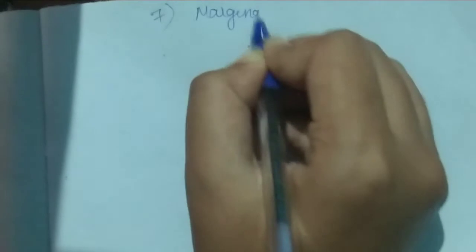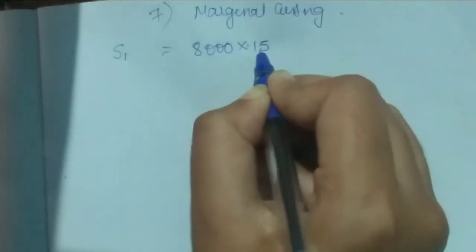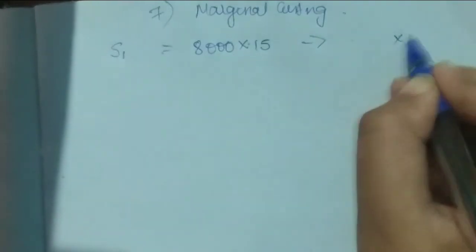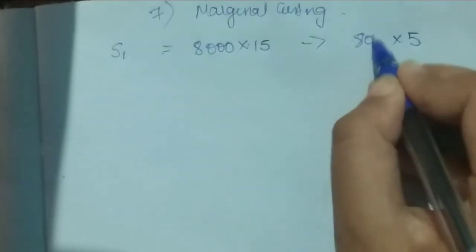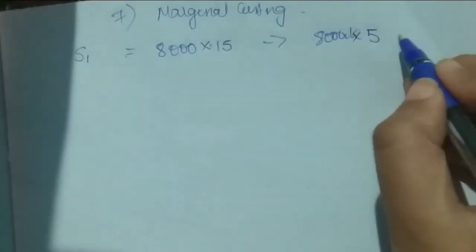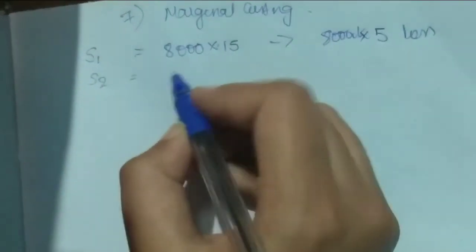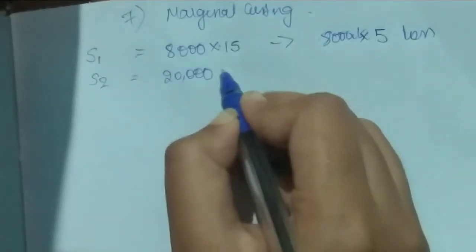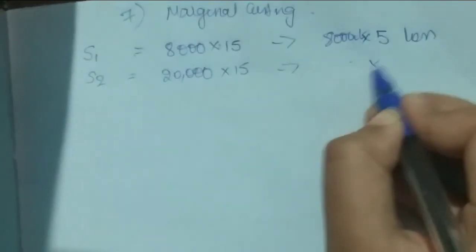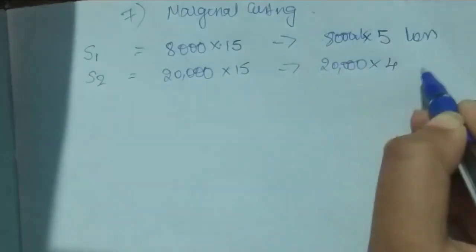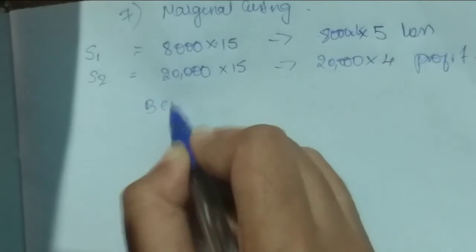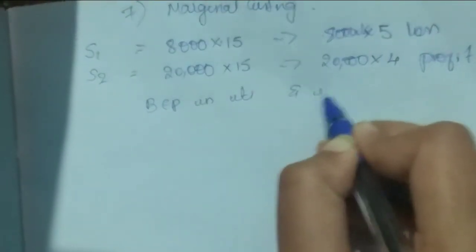So this is actually the 7th question in the practical questions which will be given behind the chapter of marginal costing. In this question, what they have told us is, first they made a sale of 8,000 units at rupees 15 each, and they also incurred a loss of rupees 5 per unit, so 8,000 units into 5, this will be a loss. They made another sale basically of 20,000 units at rupees 15 each, and they incurred a profit of 4 rupees per unit. This is profit. And they've asked us to calculate the BEP in units and in rupees.